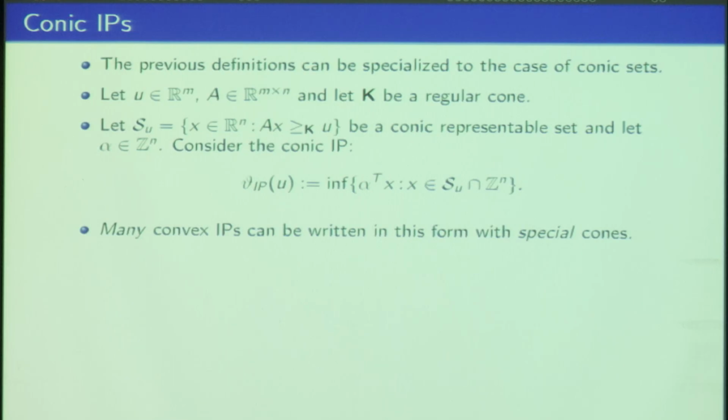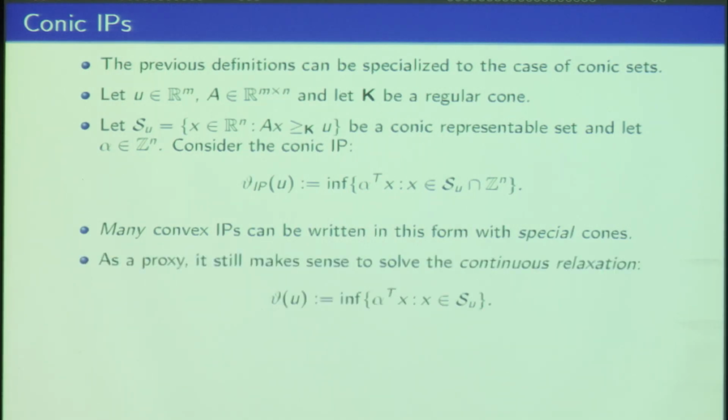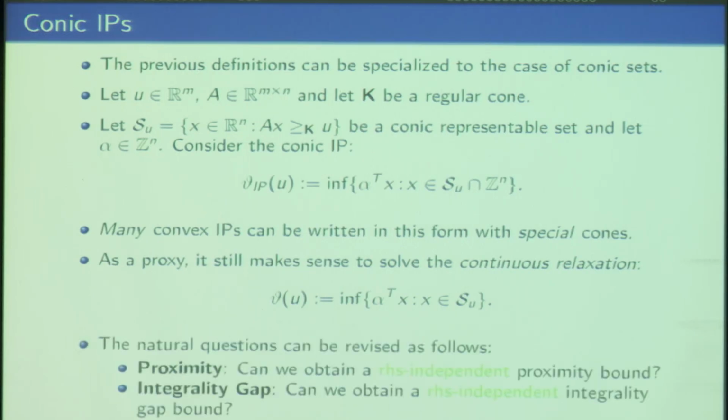And you can formulate many convex IPs as conic IPs. Some people believe that you can formulate all convex IPs as conic IPs using special cones. So these are very important subclasses. But on the other hand, they are difficult to solve again. So you can solve the continuous relaxation conic program now.